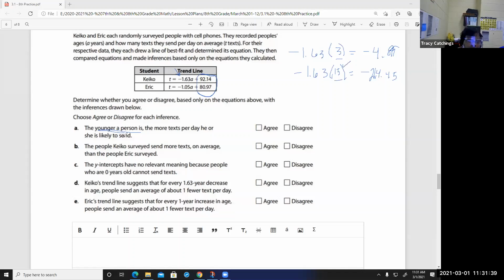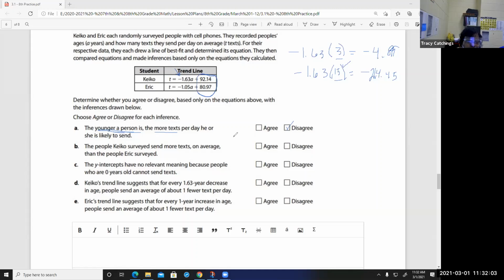15. So does that mean the older I am or the younger a person is, the more texts they're gonna send? Hmm. 15 took the most. So they'll be disagreeing. That's like a baby. A baby's not texting too much, but by the time they get to y'all's age, they're texting.